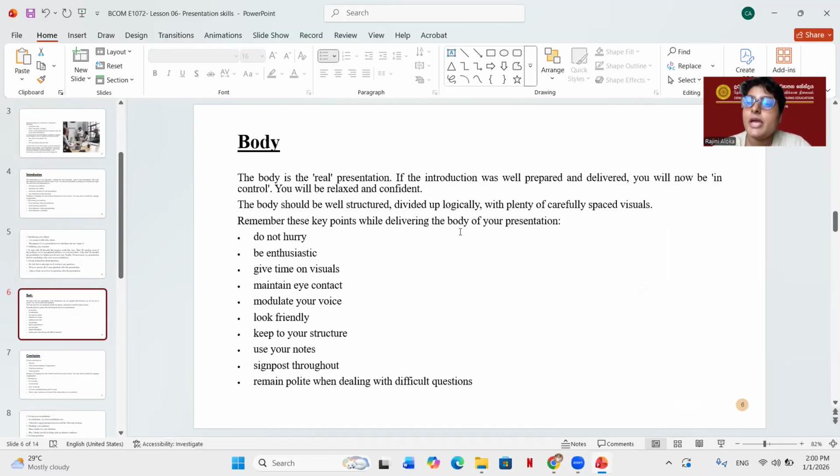Maintain your eye contact. Give eye contact to your audience. Basically there will be a lot of people, or at least a few people, in the audience. If you find it hard to give eye contact, you can look straight. If you are standing, look straight at a point, and it will give the impression that you are giving them eye contact.